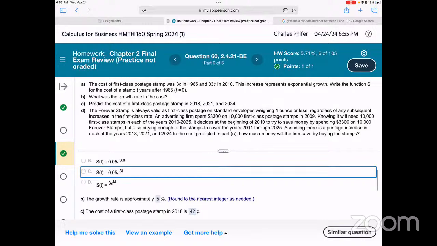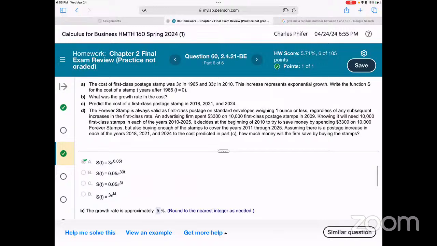The cost of a first class postage stamp in 2018. So then I think this is the growth of it. 2018, I think, we had to figure out how many years later that was. So it was like 48 plus 5 was like 50. It was 53 years later, right? If time equals 0 was 1965, 2018 was 53 years later. So all we did was plug 53 into the model. We got an answer. We got 42 cents.